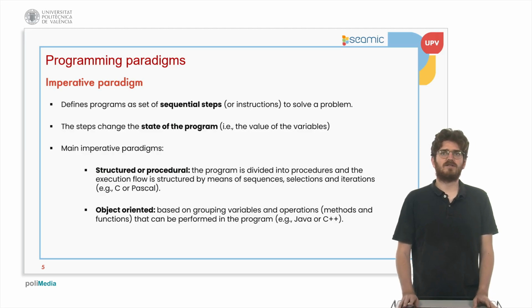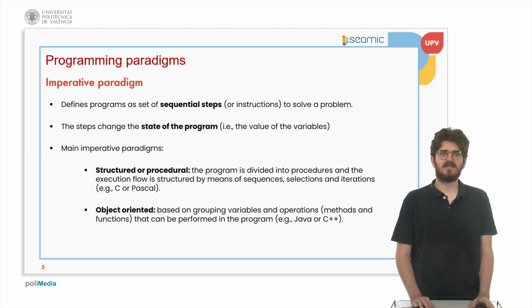Then we also have the imperative paradigm, with which you will be most familiar, as it is the one focused on in CS1 and Python. It defines programs as a set of sequential steps or instructions, as you have seen, for example, print something, or if this happens, then that should happen, or while this condition holds, do this. And with that, we can solve a problem. The steps will change the state of the program. So, for example, you will have variables that have different values and whose value changes throughout the execution.